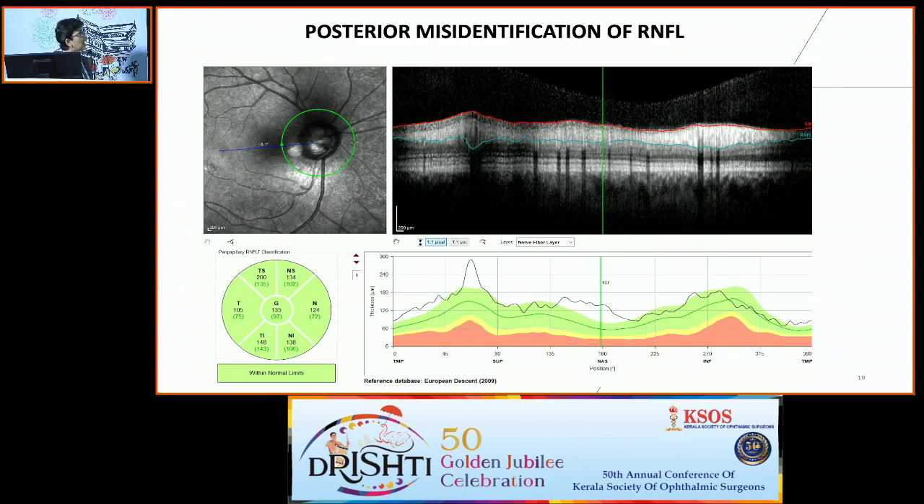Posterior misidentification of RNFL is a less common condition. Over here, a large blood vessel has caused a failure of the algorithm. You see this area is also dark, and this blood vessel, which is identified over here, has caused a failure of algorithm. So the machine is doing a sort of guesswork, and you find that this area is very much thickened. So it is like a supranormal thickness. So again, identification of this area on the screen of the machine is very important.